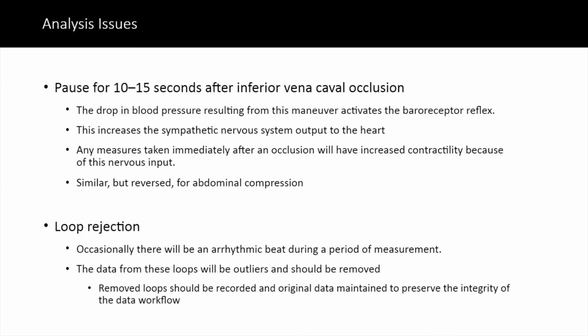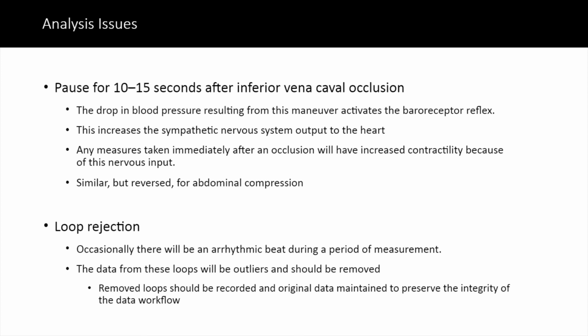The other big issue is loop rejection. Nobody ever likes to throw data away. But sometimes you'll have an arrhythmic beat, a PVC or something that will really skew your data. It starts beating when it's only half full or something ridiculous like that. Those data really don't help you understand what's going on in the heart on average, and you really want to remove them. It's a big issue in the IVC occlusions as you're coming down, where one or two loops could really distort the entire image of what that heart looked like.